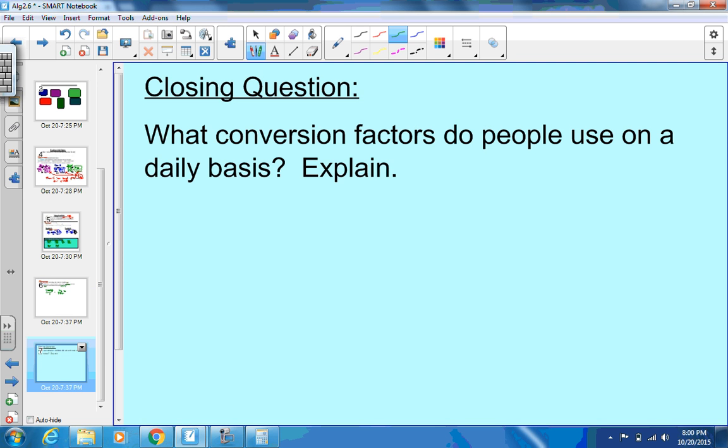All right. Last thing I want you to think about is any other conversion factors that people would use on a daily basis. So we'll talk about this next time I see you.